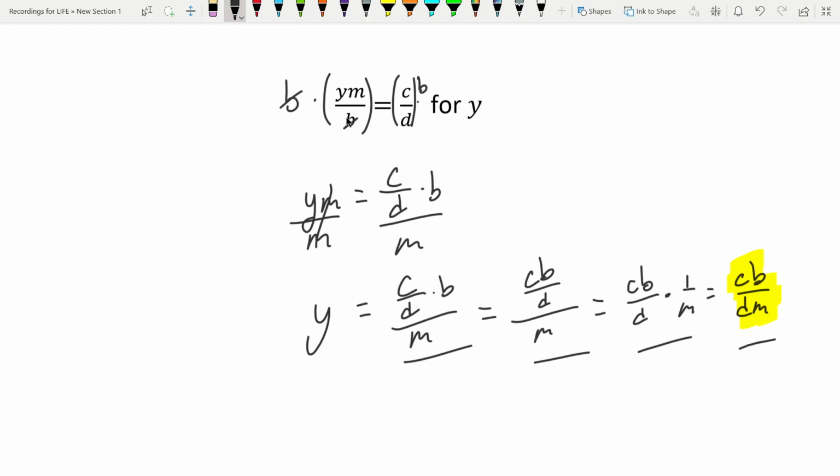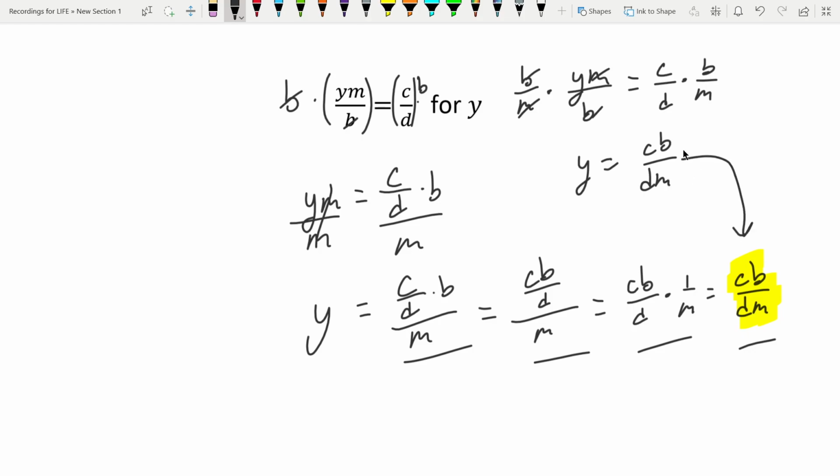Now, instead, you could also solve this immediately for the first step by multiplying. I'm going to multiply by b over m right off the bat, because that's going to cancel with the b, cancel with the m. I multiply by b over m here, and you can see we're going to get c times b over d times m. That's the exact same expression that I had in the end there. So it's a quicker way of doing it. If you don't see that, that's fine.